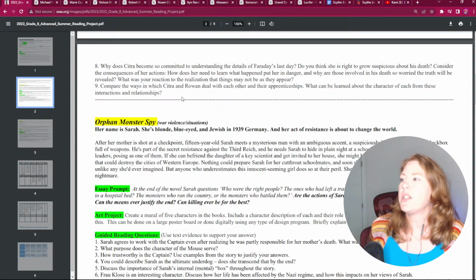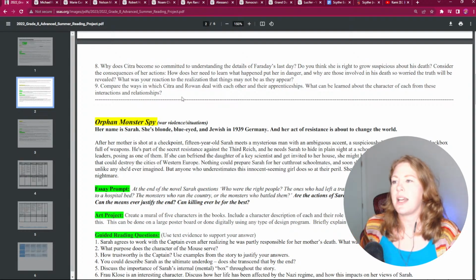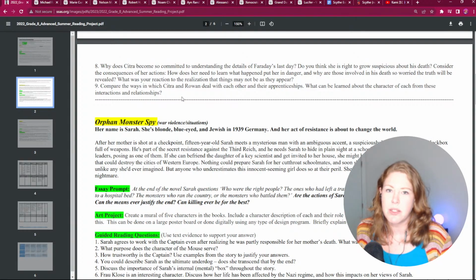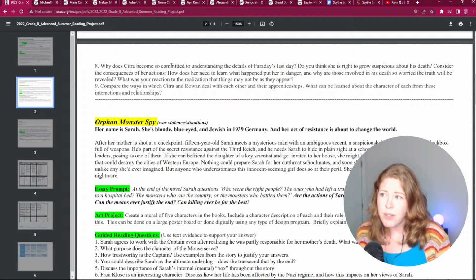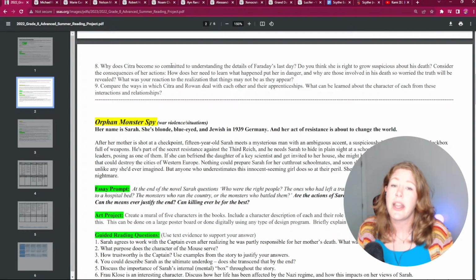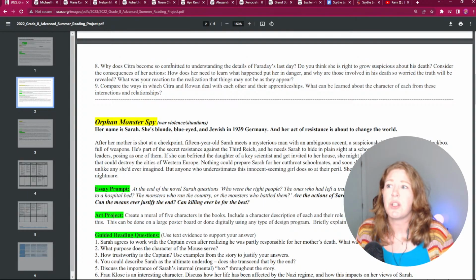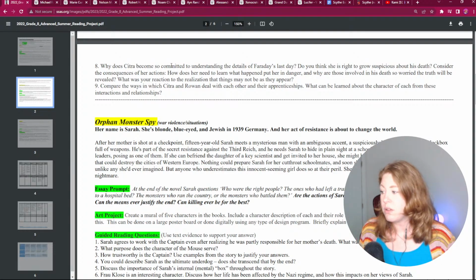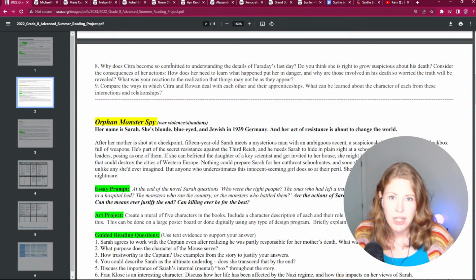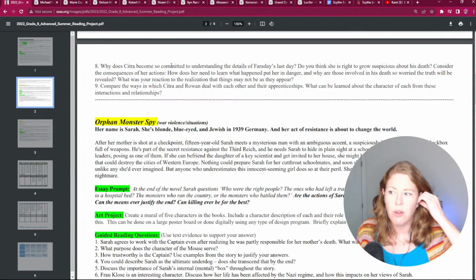Okay, why is Citra so committed to understanding the details of Faraday's last day? She believes he didn't commit suicide. That's it, right? She thinks there's no way he would self-glean when we're in this situation and give up his life for 2 kids, right? I think Citra also knows, as much as Faraday cares about Citra and Rowan, he wouldn't just give up his whole life to 2 teenagers, right? For two teenagers to not have to go through this, right?